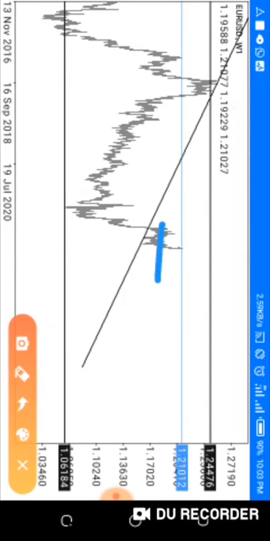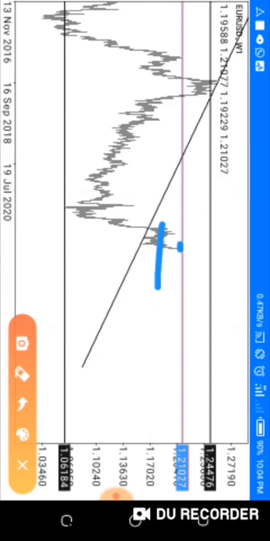Me, I bought this pair from here in my little account. I just had a small account to execute little trades. I bought the pair from here and I took profit. I took profit because I don't want to hold more positions, since my broker charges too much swap and all that.